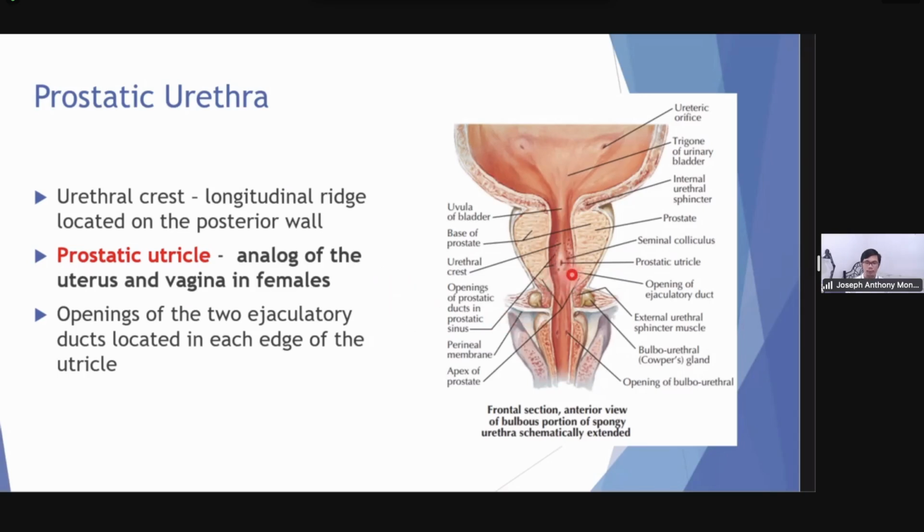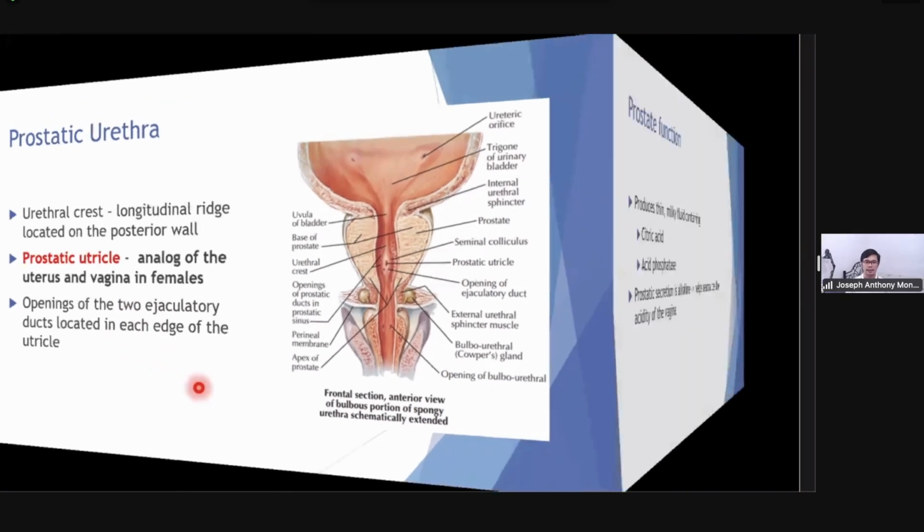Inferior to it, the openings you could appreciate are the openings of the ejaculatory duct. Take note, the utricle is the analog of the uterus and the vagina in the females. It may come out during the examination.